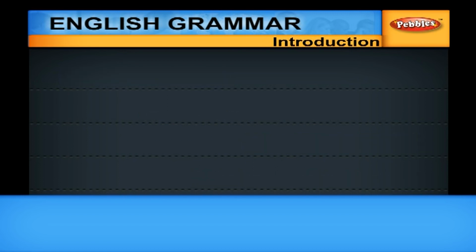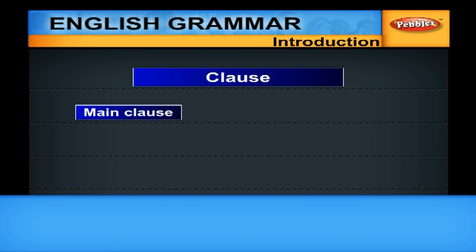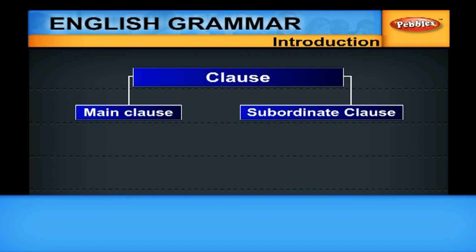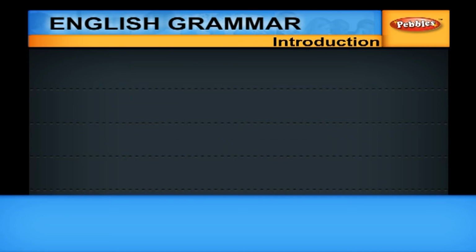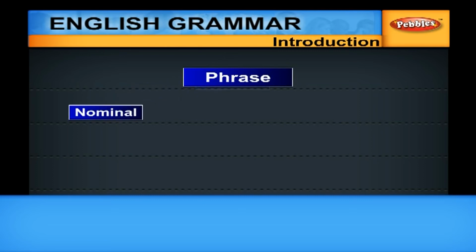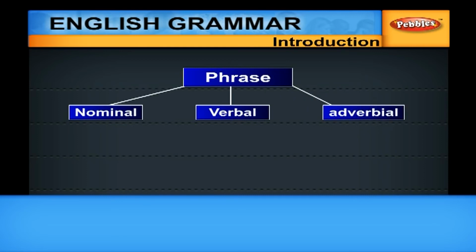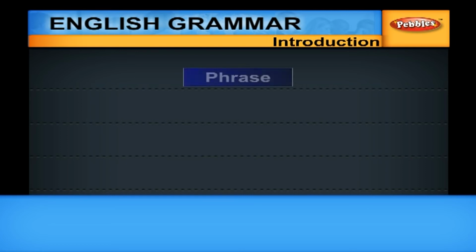A sentence is made up of clauses. A clause can be a main clause and a subordinate clause. A subordinate clause can be nominal. It can be adverbial. It can be adjectival. The clause is made up of phrases. A phrase can be a nominal phrase. It can be a verbal phrase or an adverbial phrase. A phrase is in turn made of words.